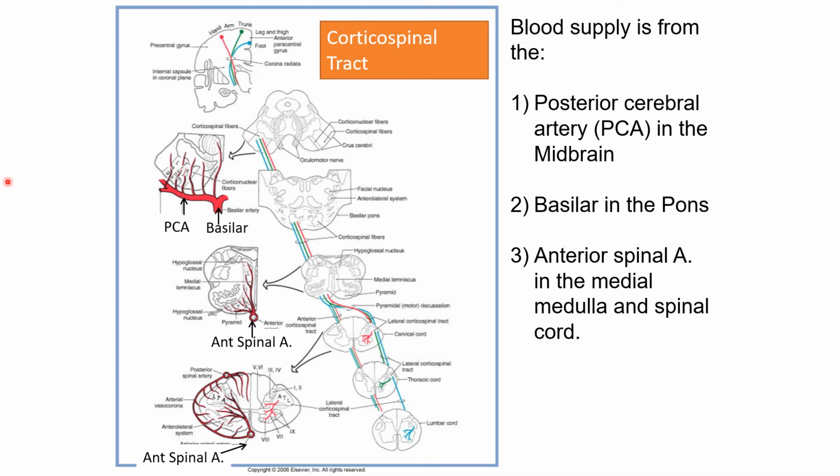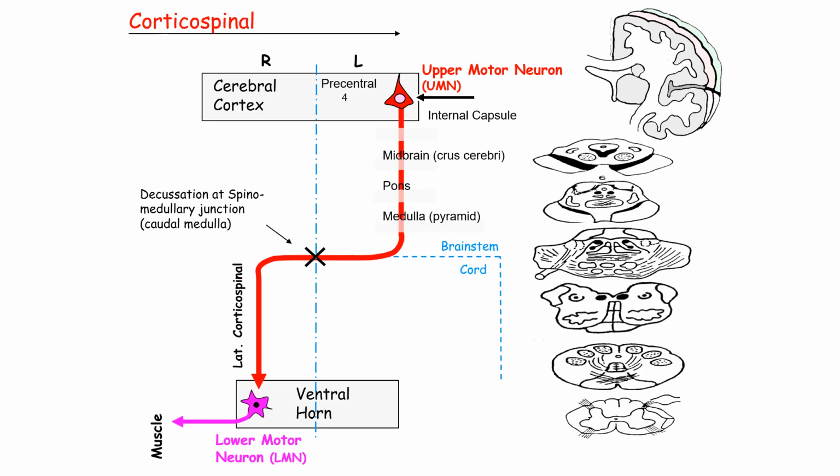We see here again the blood supply to the midbrain at the posterior cerebral artery. The basilar artery supplies the pons, corticospinal tract, and the anterior spinal artery supplies the pyramids. The anterior spinal artery also supplies the corticospinal tract in the spinal cord.